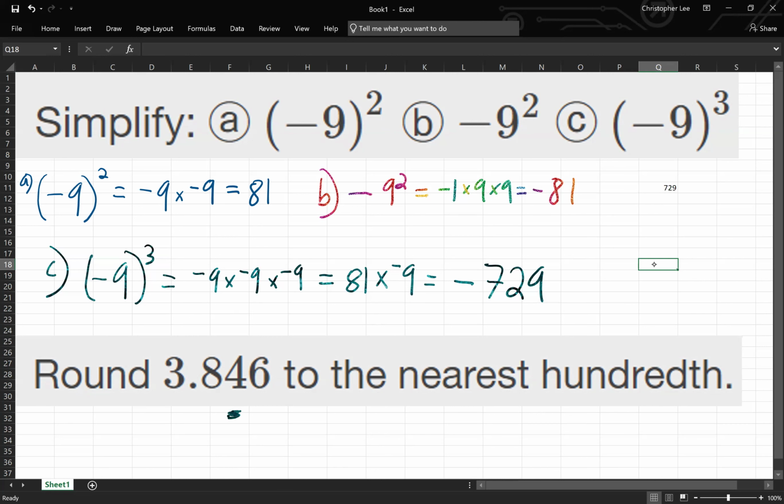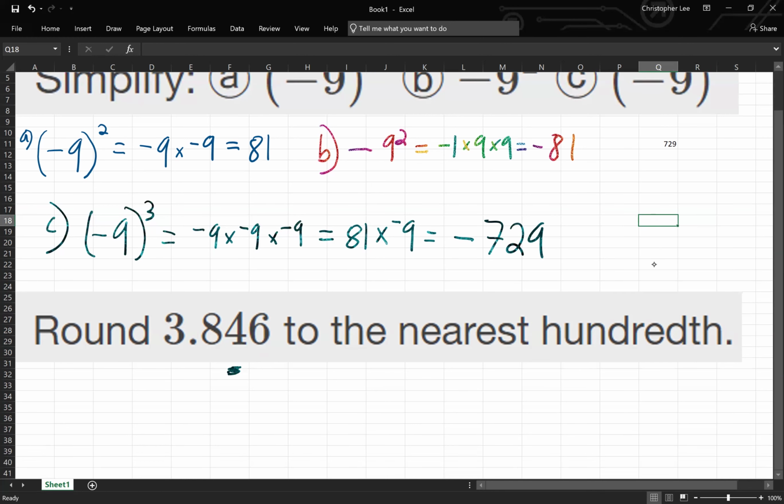So if I want to round to the nearest hundredth, I have to look at the thousandths place, this one. And if that number is five or bigger, five or greater, then I round up the hundredths place. In this case, it is, we have six. So what's my answer? 3.85.